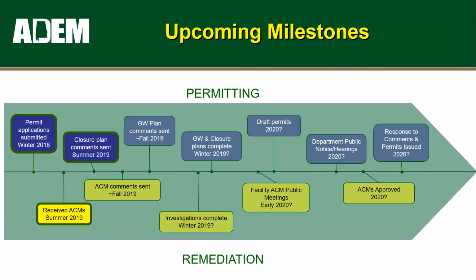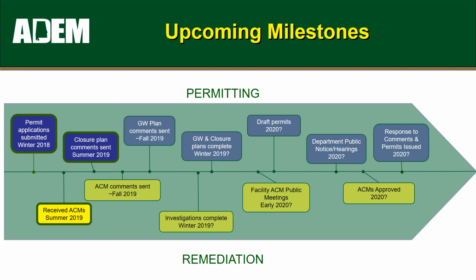This timeline provides a summary of upcoming milestones for both the permitting and groundwater remediation activities. Following the remediation timeline at the bottom, as mentioned earlier, the assessment of corrective measures were received in the summer of 2019. The comments for those ACMs are being prepared and are expected to be sent to the facilities in the fall of 2019. Investigation activities have not been completed, but the facilities have indicated that the investigation of the contamination plume should be complete and the data provided to the department by the end of 2019.